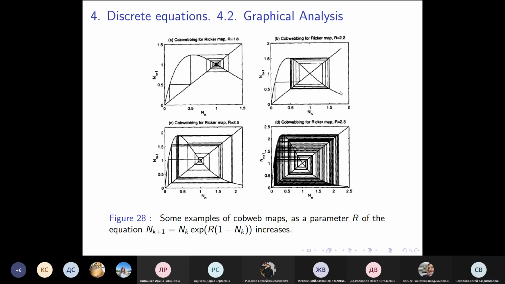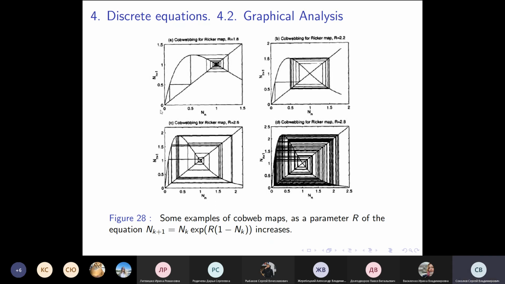The plot, the curve for our right-hand side of the equation always intersects with the line n_{k+1} = n_k in the point 1. So what about the solution? How can we solve our equation? How do we achieve these strange pictures?